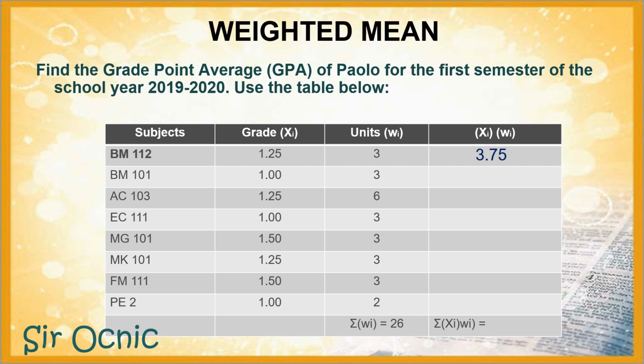To get the weighted mean, all you need to do first is to multiply the grade and the number of units of the subject. So that would be 1.25 times 3 is equal to 3.75. For BM101, that is 1 times 3, which is equal to 3. For AC103, that is equal to 1.25 times 6, which is equal to 7.50. Do the same for the rest of the subjects.